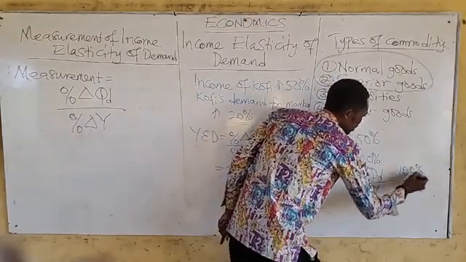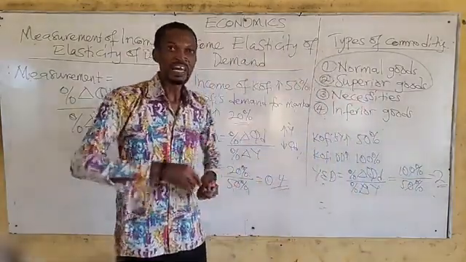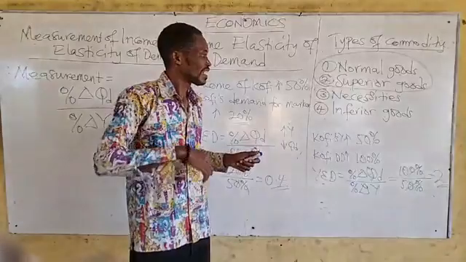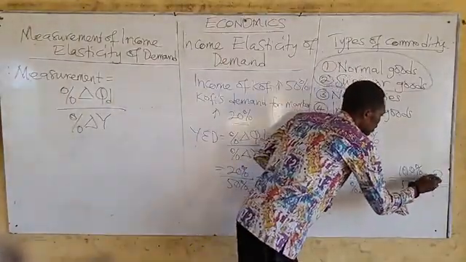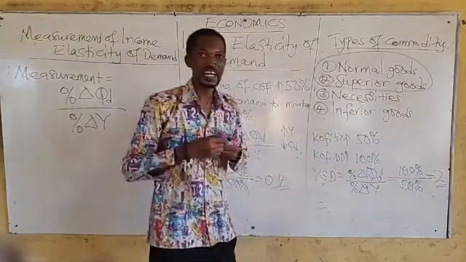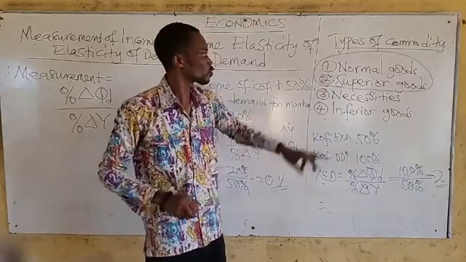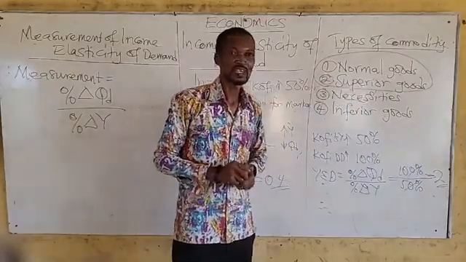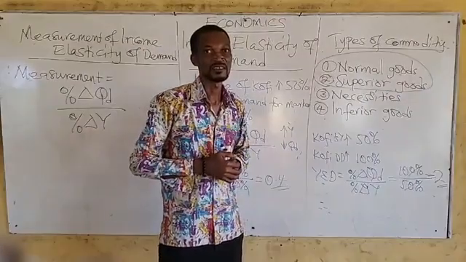Now cancel out. When you cancel this out, your answer will be 2. And 2 is more than 1. Once the coefficient, the answer, which is equal to 2, is greater than 1, your interpretation on the type of commodity you are referring to should be that it is a superior commodity. That should be the answer.